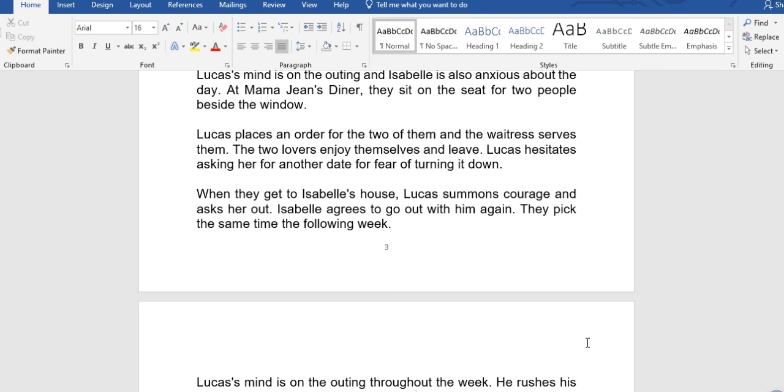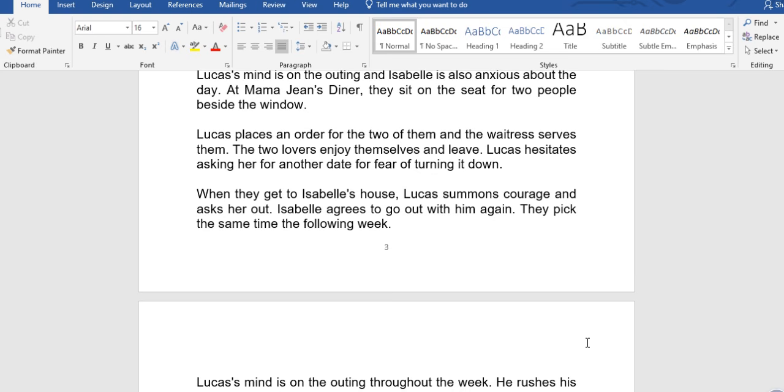Lucas' mind is on the outing, and Isabel is also anxious about the day. At Mama Jean's diner, they sit on the seat for 2 people beside the window. Lucas places an order for the 2 of them, and the waitress serves them. The 2 lovers enjoy themselves and leave.